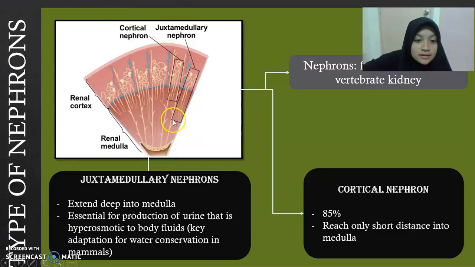The length of the nephrons plays an important role in the adaptations of mammals. So it is very essential for the production of urine that is hyperosmotic to the body fluids. I will be explaining about that later, about the juxtamedullary nephrons.